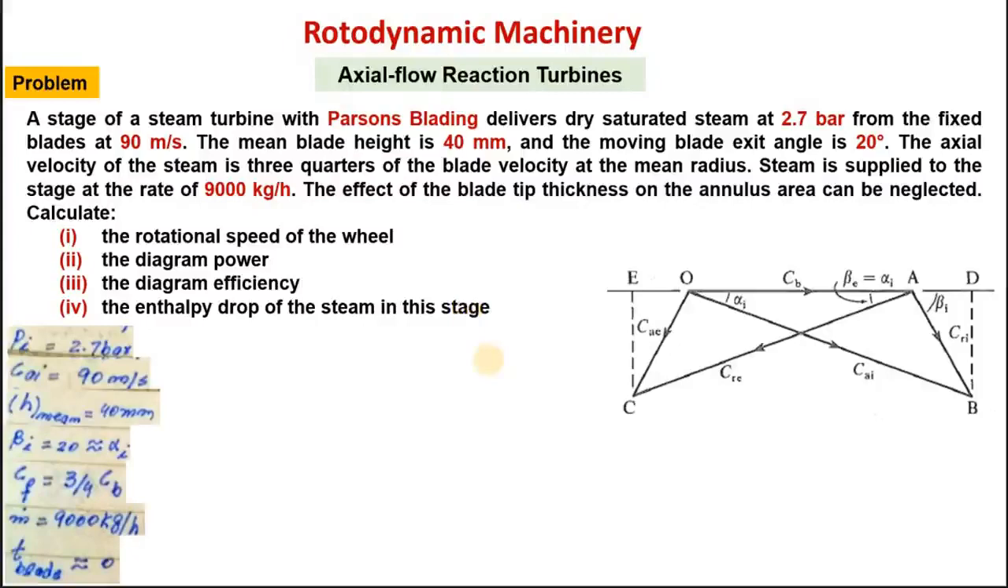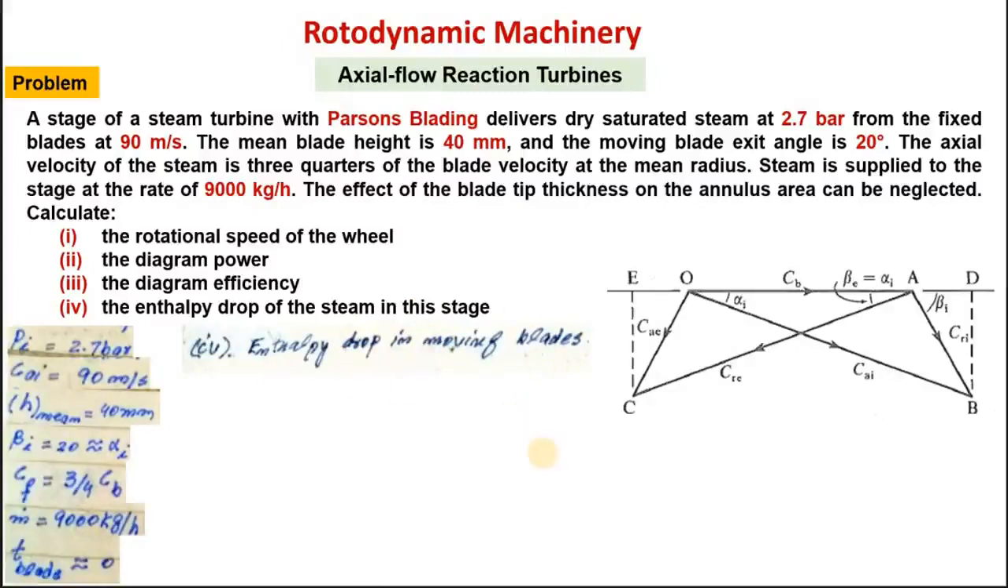So it's a 50% reaction turbine, and the enthalpy drop in the moving and fixed blades are the same, because the total enthalpy drop is divided into two parts equally. Moving and fixed blades are also termed as rotor and stator. So now we need to calculate the enthalpy drop in the whole stage, but we can first calculate the enthalpy drop only in the moving blades.